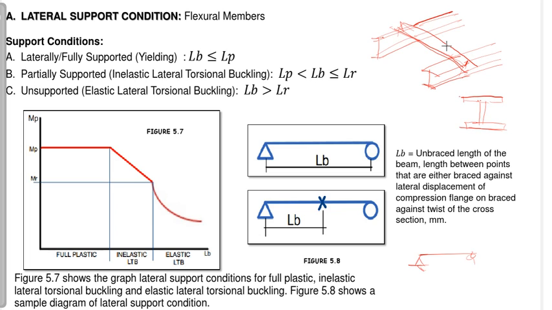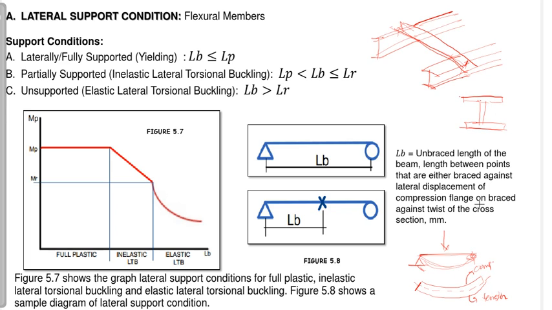Pag maalala nyo pa, in your strength of materials, di ba pag simply supported beam, di ba ganyan yan? Pag naglagay tayo ng load, ganyan yung deflection niya. So, for example, yan yung magiging deflection niya. Ito yung neutral axis natin. Ang compression zone natin andito sa taas, at ang tension zone natin andito sa baba. Okay? This is for simply supported.